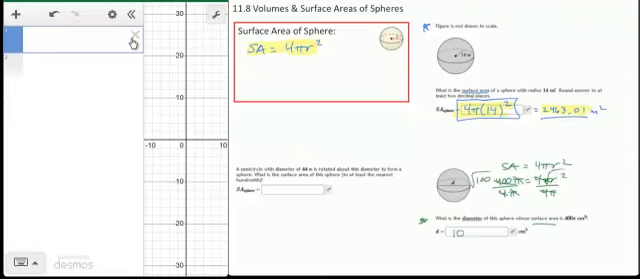Now, is this the correct answer? Is the diameter 10? No. The diameter is not 10, right? What we found to be 10 was the radius, which means the diameter is going to be what? Twice the radius, or 20. Okay, so be careful, again, make sure that you have the correct formula and make sure that you're solving for the piece of information that's being asked, in this particular case, the diameter.